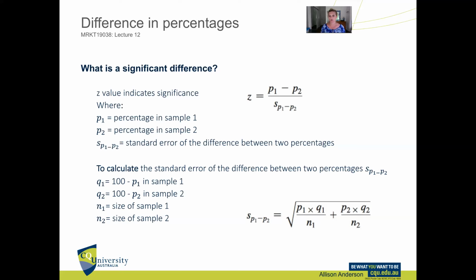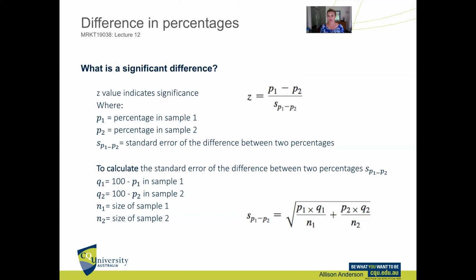So to calculate the standard error of the difference between the two percentages, you need to use this calculation, which is the square root of P1 times Q1. Now, just to remind you from our previous sampling lecture, Q1 is 100 minus P1, so it's the other half. So for example, in the Labor voters, P1 would be 60% and Q1 would be 40%. In the Green voters, P2 was 62%, so Q2 would be 38%. Is that right? Yeah, 38%.